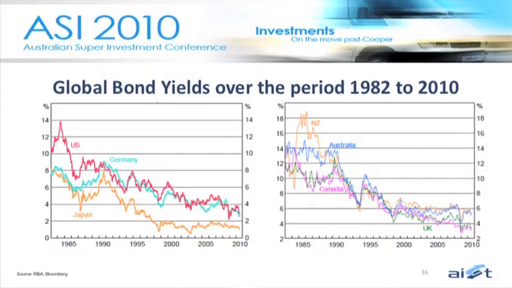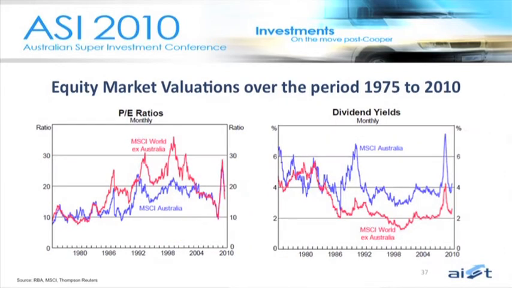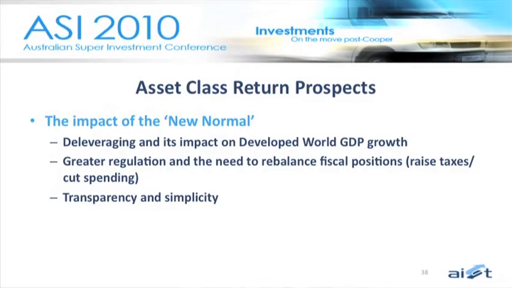And we now look at a situation where yields on bonds are extraordinarily low across the globe, and yields on equities look a little more reasonable across the globe, but very much at risk from any potential change or any potential move into this so-called Gibson paradox. The other thing, and the final thing I just wanted to mention, is that we've also got to contend with this so-called new normal, as some have described it. So on top of all those other things, the new normal about the effect of less leverage and what that means for growth, greater regulation and what that means for earnings, and also the need to rebalance fiscal positions.